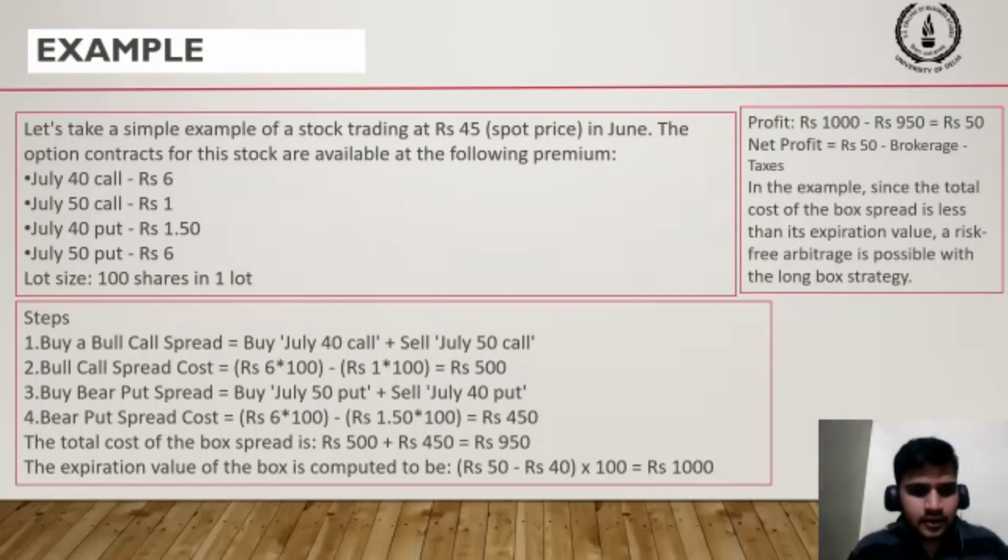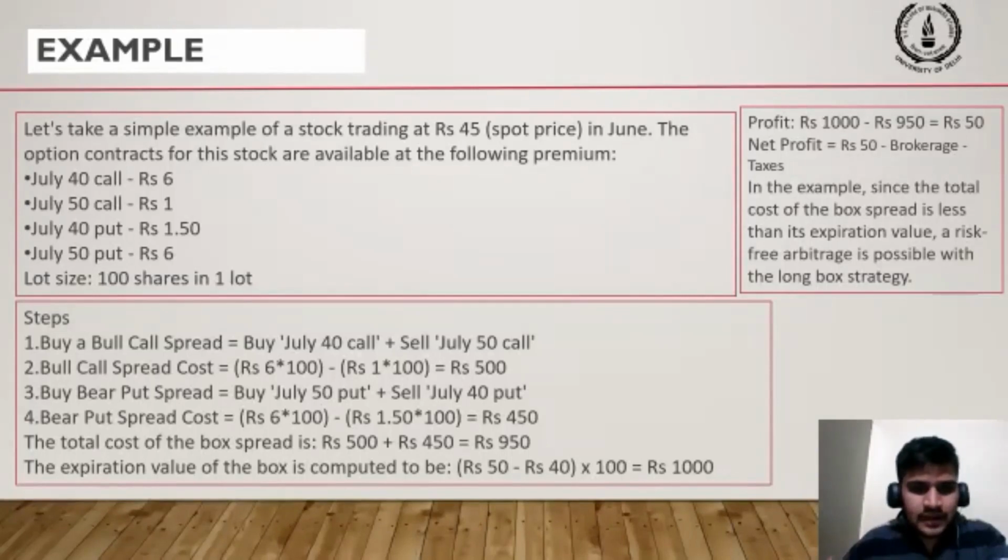So how will we create a box strategy or a box spread? The steps involved would be, first, to buy a bull call spread: buy a July 40 call plus sell a July 50 call. The bull call spread cost will be equal to 6 into 100 minus 1 into 100, that is rupees 500. Then we buy a bear put spread, in which we buy a July 50 put and sell a July 40 put. The bear put spread cost will be 6 into 100 minus 1.5 into 100, that is equal to rupees 450. So the total cost of the box spread will come out to be 500 plus 450, that is 950.